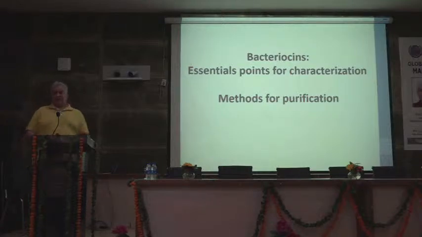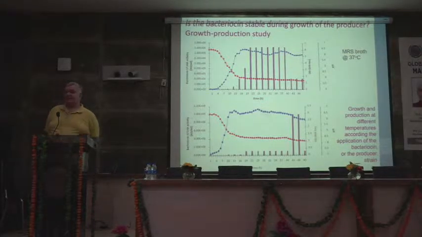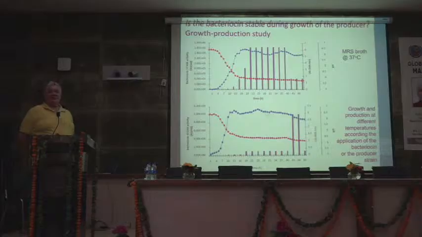Well, now you know that you have the bacteriocin, you know the identity of your bacteria, and you need to think about how you can characterize your bacteriocin. First of all, you need to be sure at what level your bacteriocin is produced and where you can stop the fermentation. In the laboratory, if we do 24 hours, it's not a big deal.